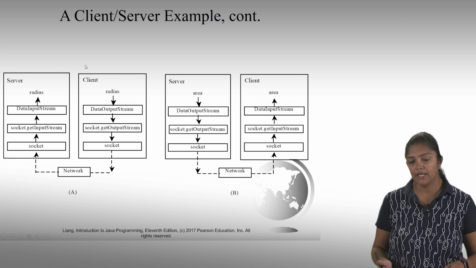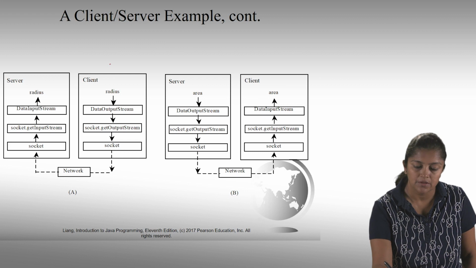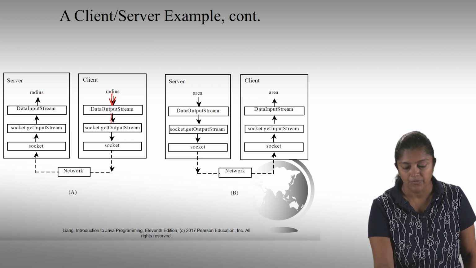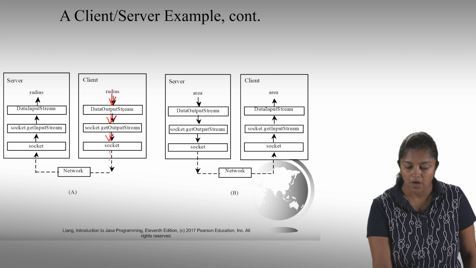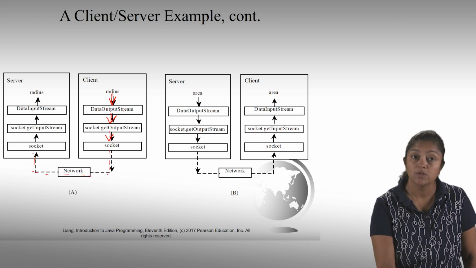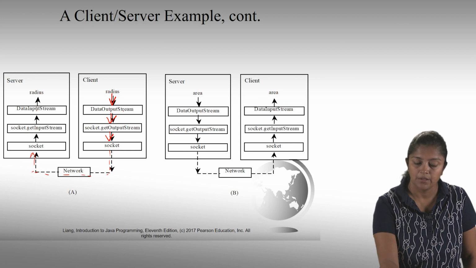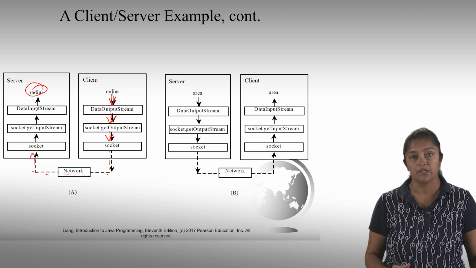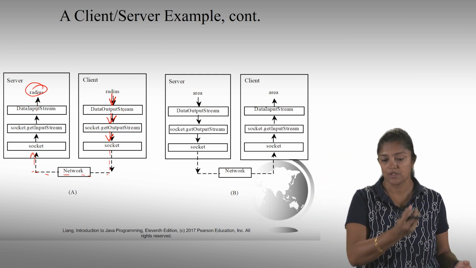So basically in this example, execution started on the client side when it wrote a radius onto the data output stream. From there it gets to the socket output stream, and from there it goes to the socket, and through the network it gets to the server side, through the server socket, from there to the get input stream, to the data input stream, and that's where the server reads it. So that's how the data is passed from the client to the server.